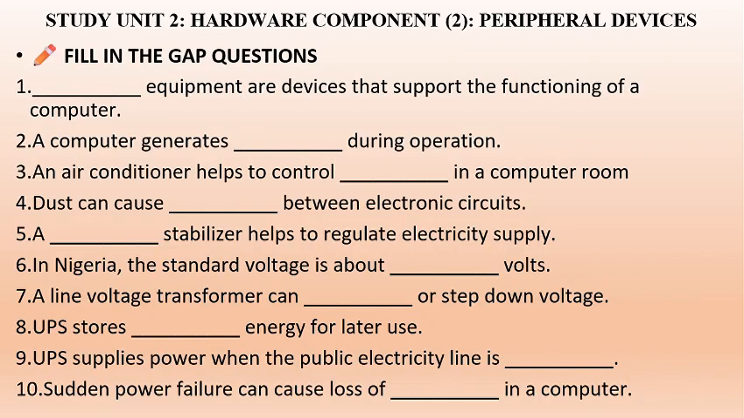What of for USA? If Nigeria is 240, what of for USA? Yeah, 110. Don't just say 110. 110 voltage. 110 V. V stands for voltage.